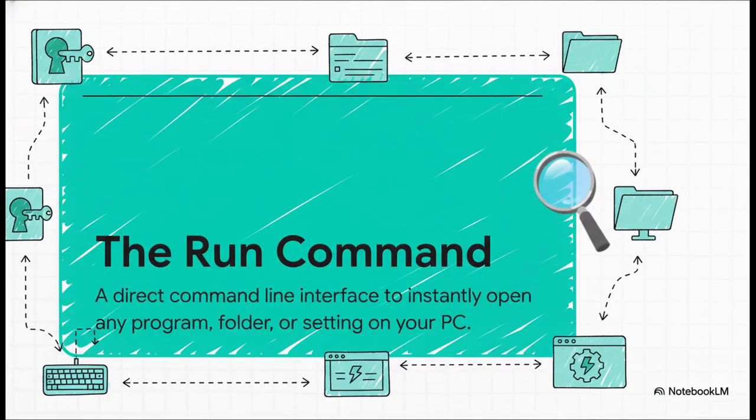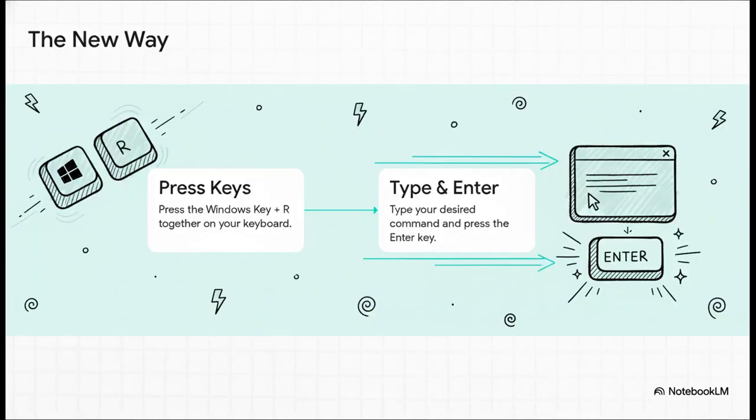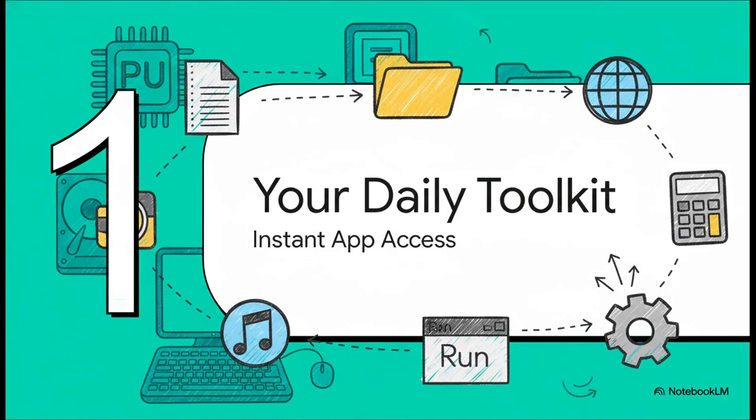This is the Run command. It's this simple, super elegant little box that's basically a master key for your entire computer. It's not about browsing or searching, it's about commanding. You tell your PC exactly what you want, and poof, it takes you there, instantly. So forget all that endless clicking. The new way, it's just two incredibly simple steps. You press the Windows key plus the letter R, you type in your command, and you hit Enter. That's it. You're done. It's really the difference between trying to navigate a maze and just teleporting straight to the finish line.